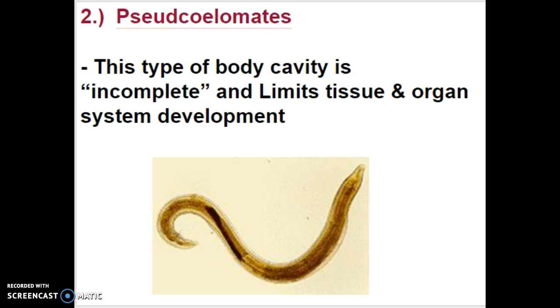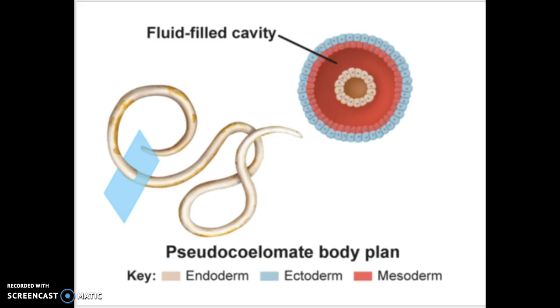Some animals don't have quite a full tube. They are pseudo-coelomate, because pseudo in Latin means fake or phony. So this type of body cavity is kind of incomplete. At some points, there isn't an actual enclosure of the tube, so this will limit tissue and organ system development. Roundworms are a good example of a pseudo-coelomate. They have a body cavity, it's fluid-filled, but again, there's not that true separation of the inner tube compared to the rest of the tubes.